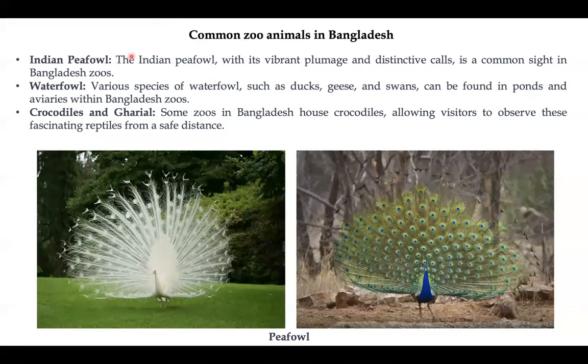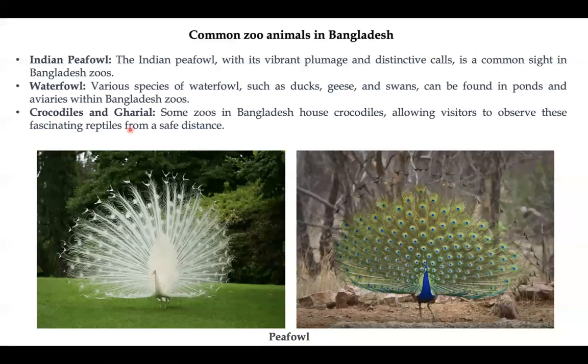And for other zoo animals like the Indian peafowl, which we usually call peafowl, can have a different color. The waterfowl like the duck, geese, swan, etc. also can be found. The swans are not a natural habitat in our country, but they can be found in some zoos only.